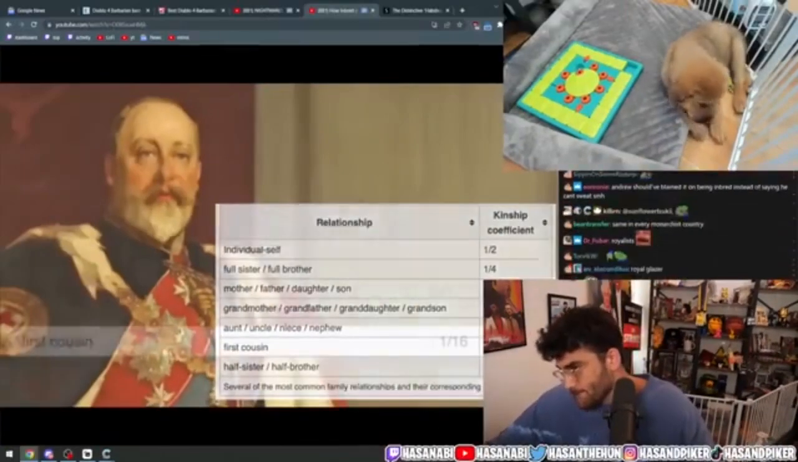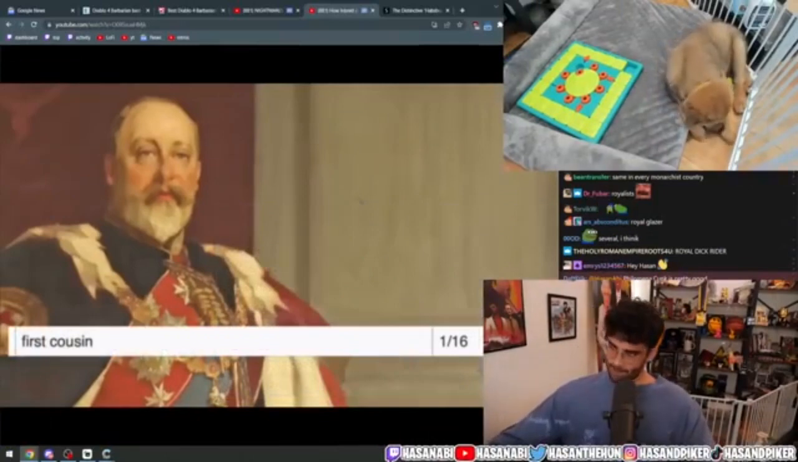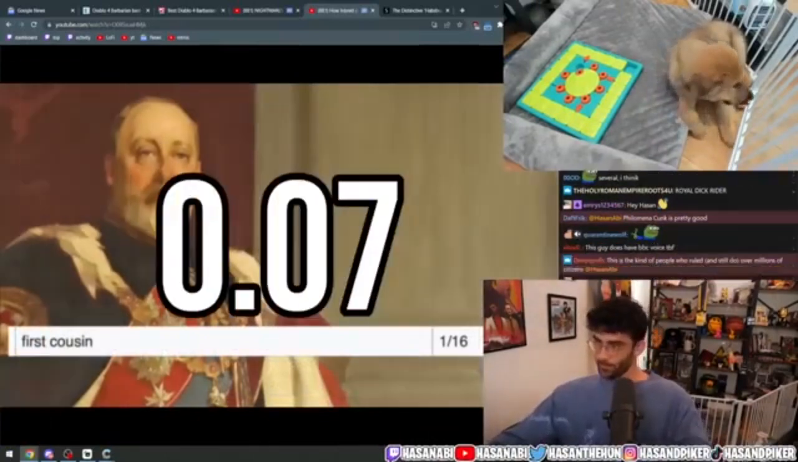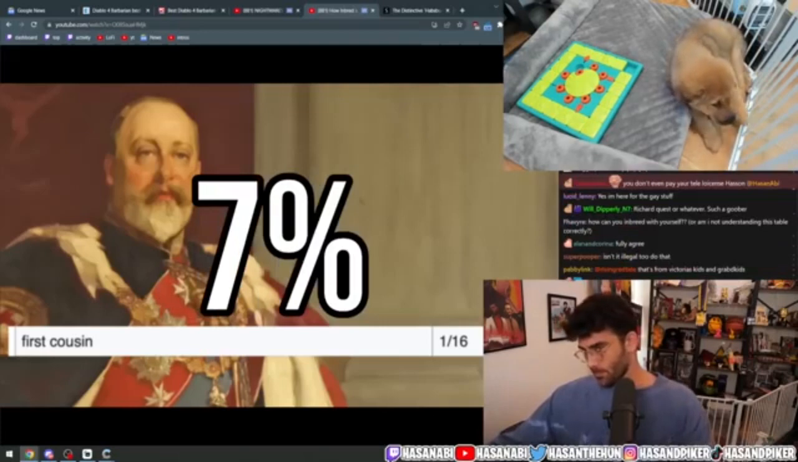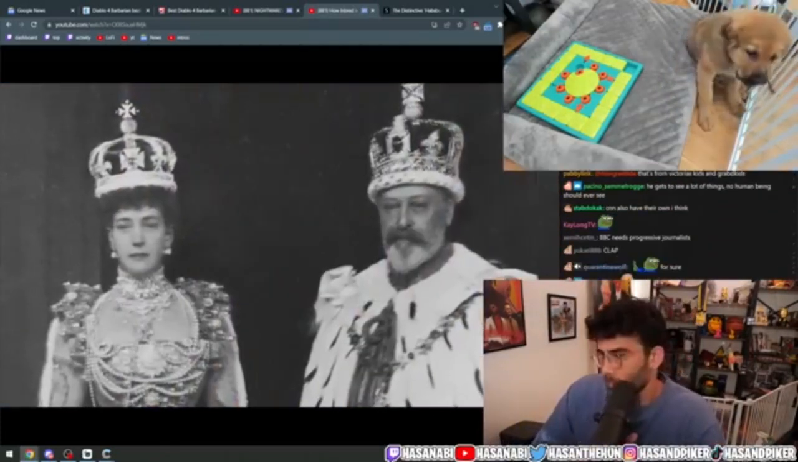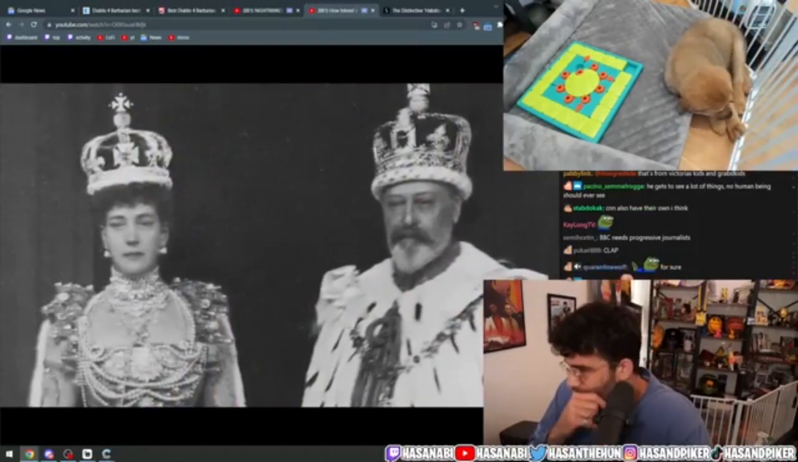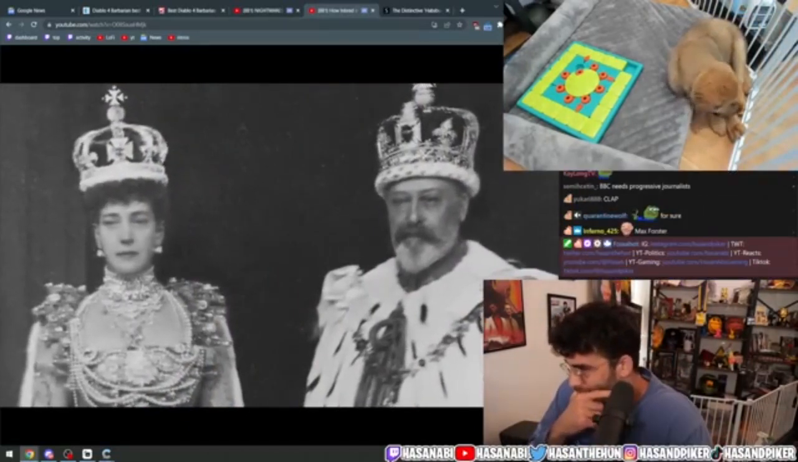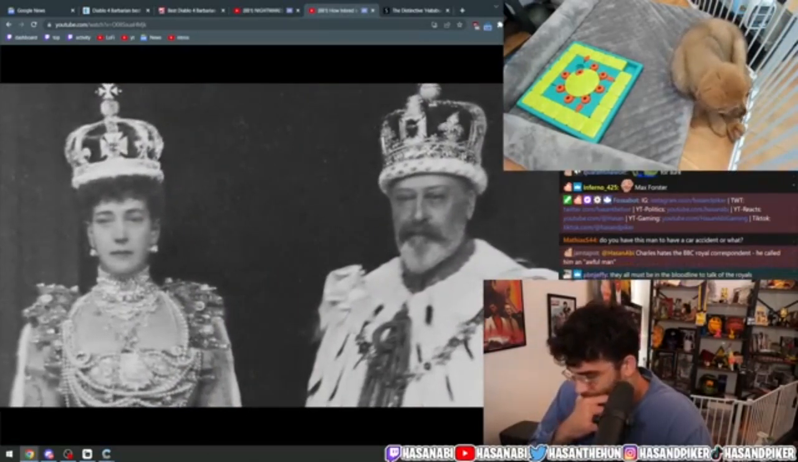Because he was the product of a first cousin marriage, Edward VII's consanguinity coefficient would be almost 0.07, or 7%, to make things easier. Fortunately for the Windsors, Edward VII was married to a Danish princess, Alexandra, and the two were very distantly related.